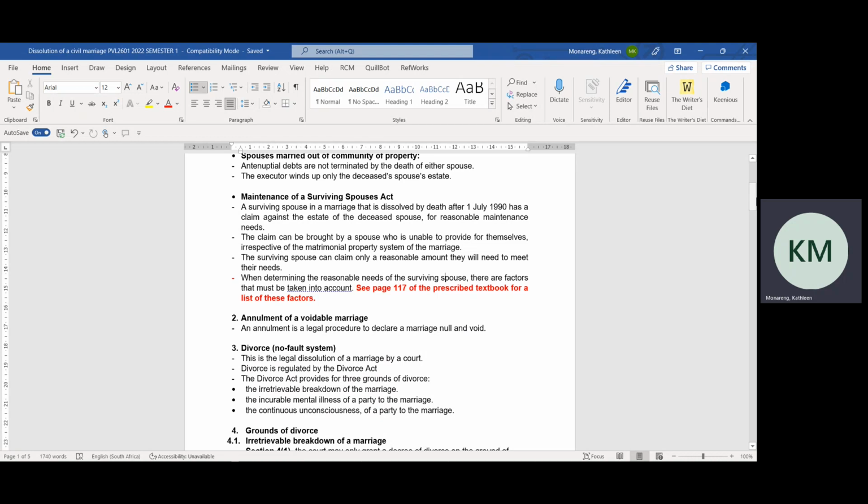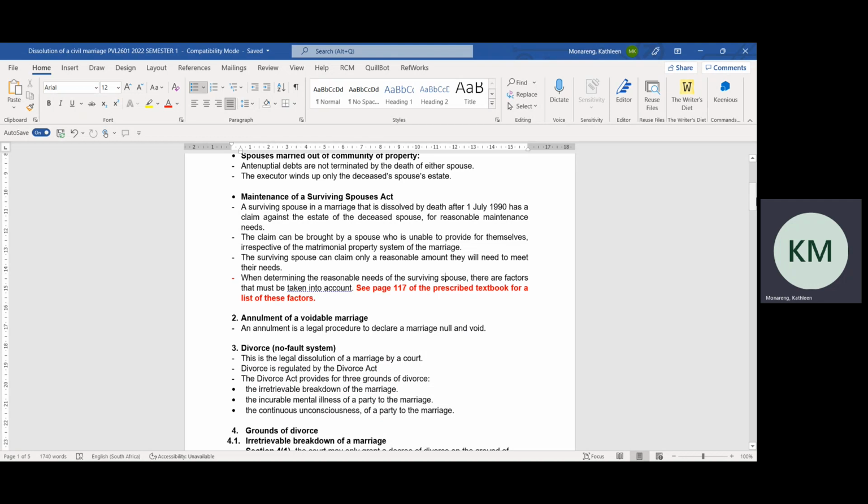Now, annulment of a voidable marriage. Here, you just need to know that an annulment of a voidable marriage is a legal process whereby a spouse or the spouses can bring a court application to have the marriage declared null and void. And when the court declares the marriage null and void, it is taken as if the marriage never existed at all. Now, divorce.